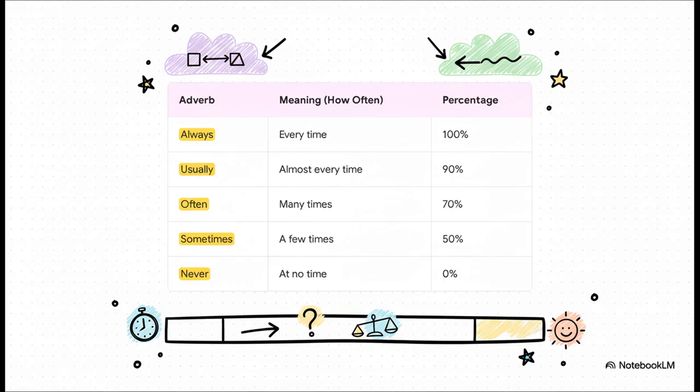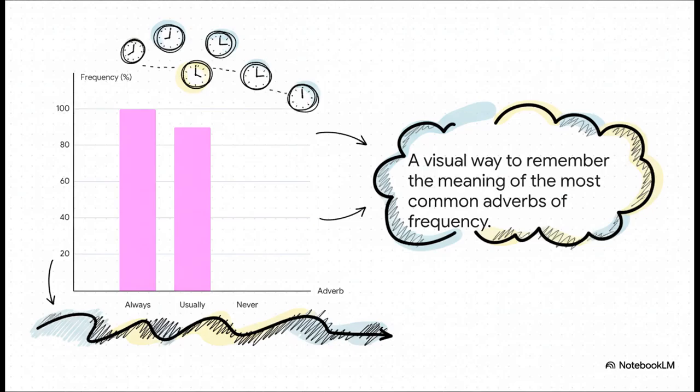Then we dial it back a bit to usually. That's like 90% of the time. Then there's often, which is a lot, maybe 70%. Right in the middle, you've got sometimes. That's your 50-50. And all the way down at 0%, that's never. Easy, right? It just helps you place the right word. And hey, if you're more of a visual person, check this out. You can literally see the scale from always at the top all the way down to never. It's a great little picture to keep in your head.